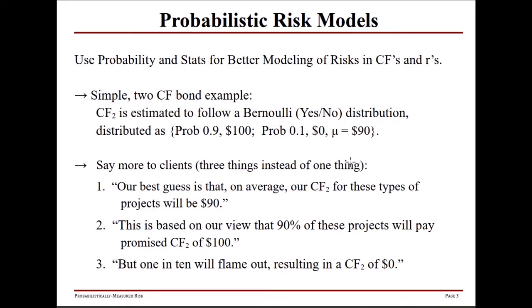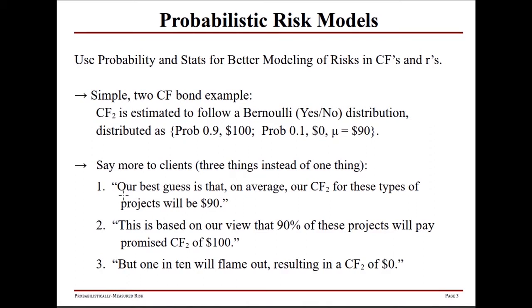That's a yes-no distribution, distributed something like this: a 90% probability that we're going to get the as-promised cash flow 2 of 100, and a 10% probability that we're going to get 0 if the managers of the company screw up, right? And so this would give us an expected value return, if we repeated this experiment many, many times, of 90. But if we use the whole Bernoulli distribution to model the risks of this bond, we can say more to our clients than we've been able to before.